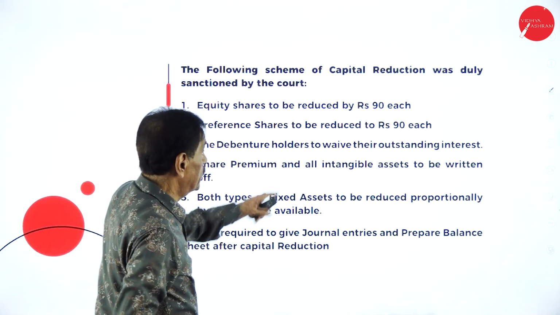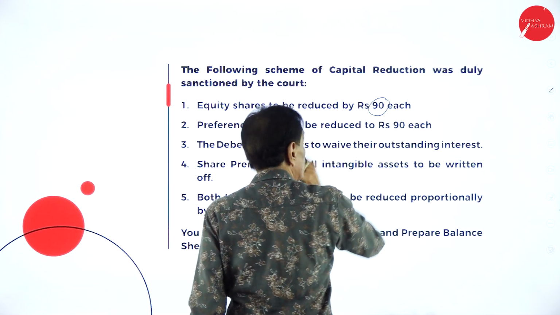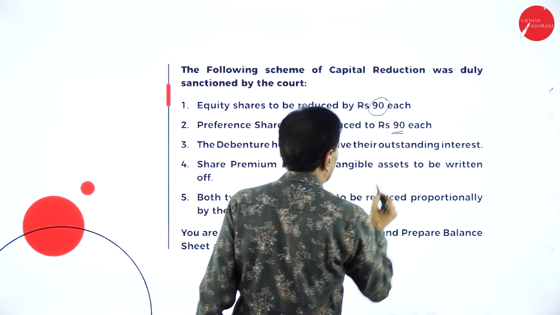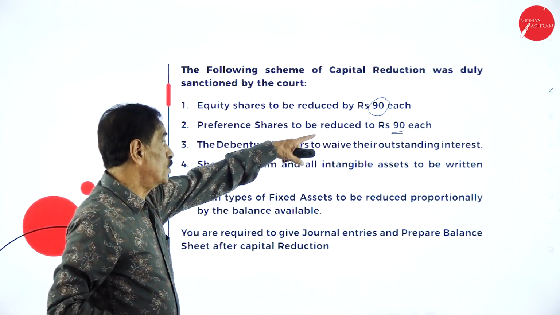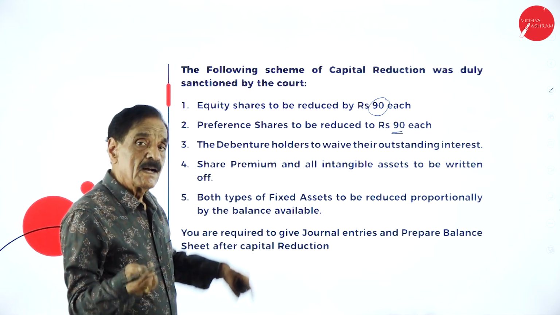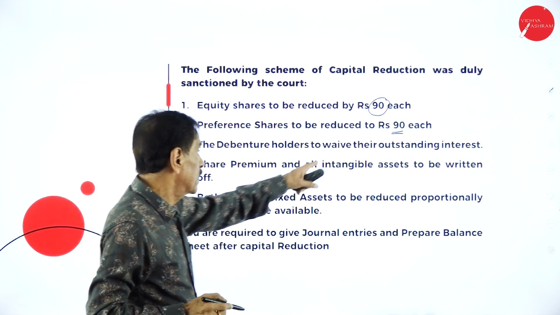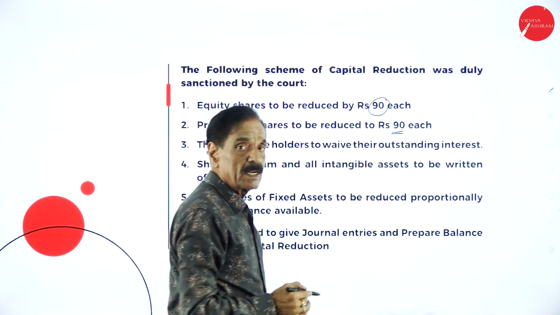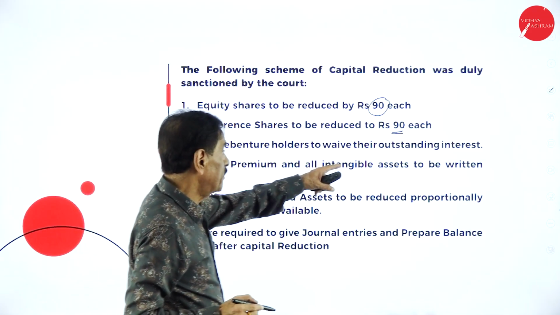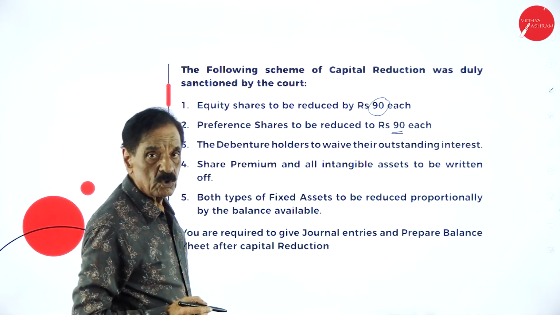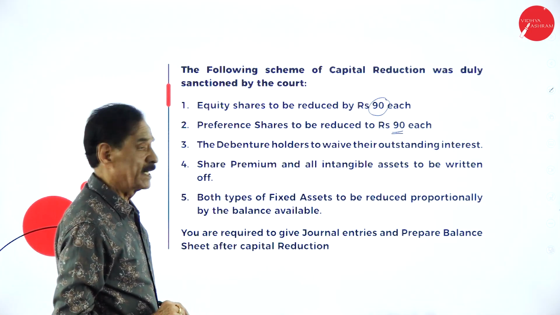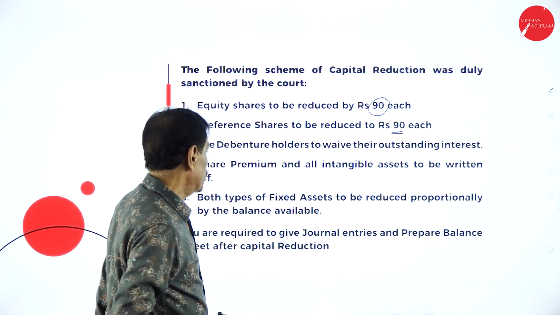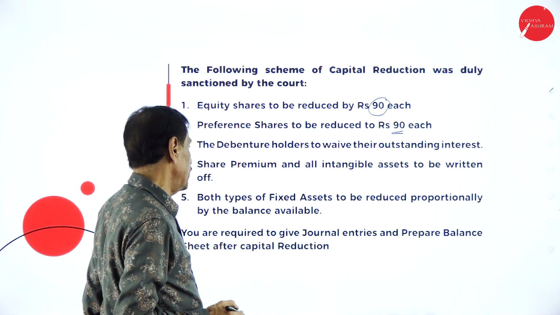1,71,000. Equity share is reduced by 90 each. Preference share is reduced by 90 each, means they contribute only 10 rupees. Reduced by 90 means they contribute 90, and 10 rupees is left in the company. So how much is available in the company? 90 only. The debenture holders waive their outstanding interest, so whatever interest is outstanding can be utilized for the capital reduction account. Share premium and all intangible assets are to be written off. Both types of fixed assets are reduced proportionately by the balance available.